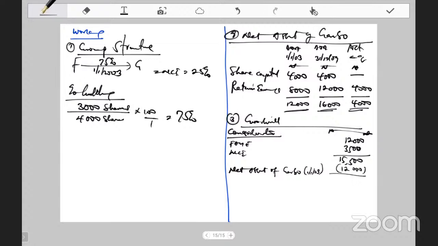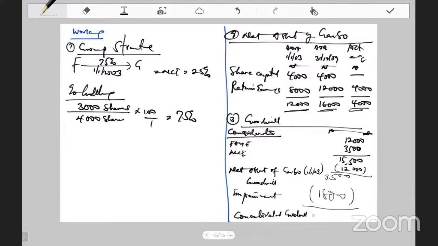Pedro, watch your weight. So what's my goodwill computed? 3,500. Is that the end? There's an impairment that should come. So I now have my impairment. What's the value of my impairment? 1,800. So what will now be my consolidated goodwill value? 1,700. So that is that. Working four.